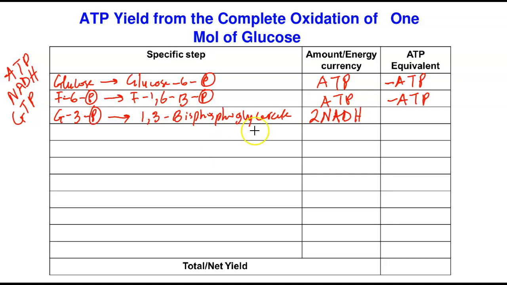And because this is generated in the cytoplasm, remember, assume that this is happening in the muscle. We said any NADH generated in the cytoplasm of the muscle will only give you how many ATP? 1.5 ATP. 1.5 ATP times 2 NADH, 2 times 1.5, is going to give us plus 3 ATP at this point.